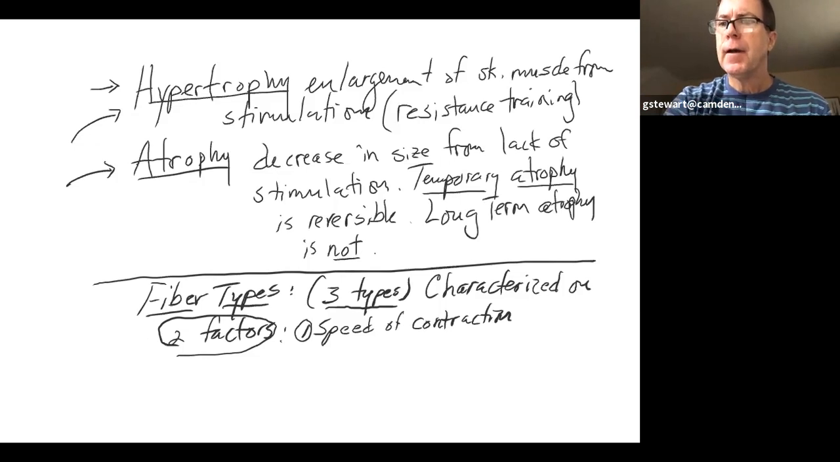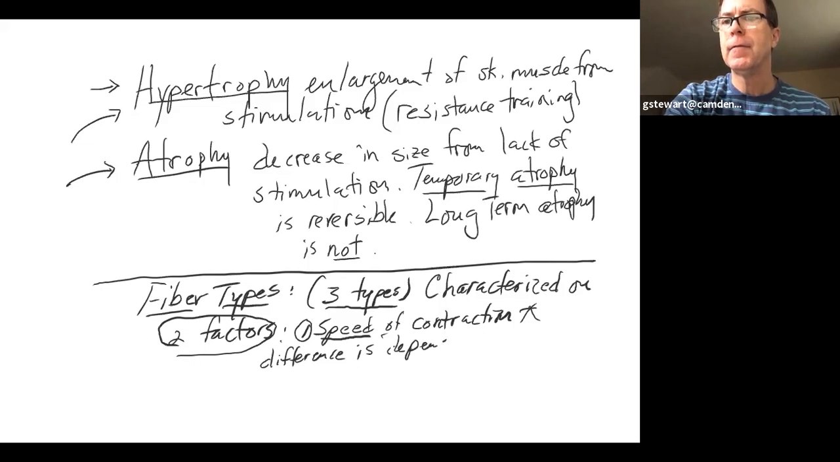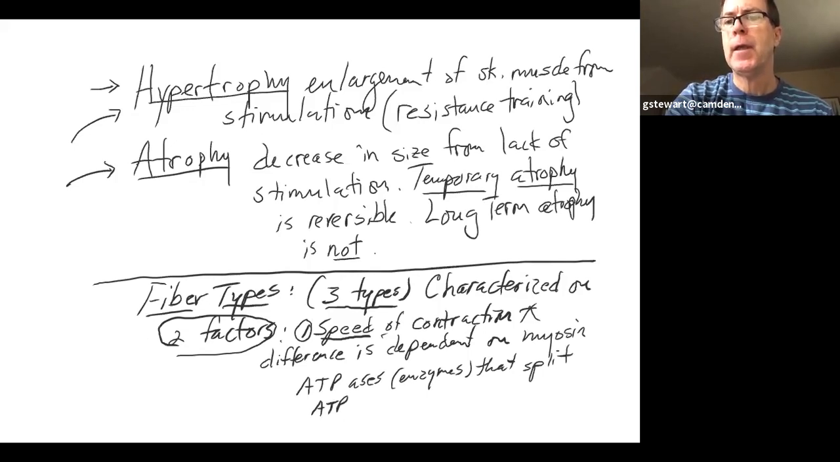The difference, I'm going to put a star next to this, the difference in speed of contraction lies within how fast myosin enzymes, which are called ATPases, split that ATP molecule on the myosin head and the activity in their motor neuron. So the speed of how fast a muscle is, I'm going to say, dependent on myosin ATPases. Those are enzymes that split that terminal phosphate, ATP, on the myosin head.